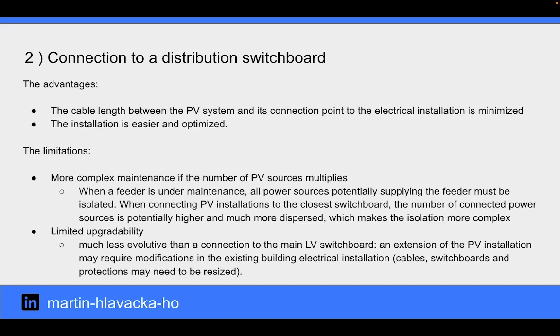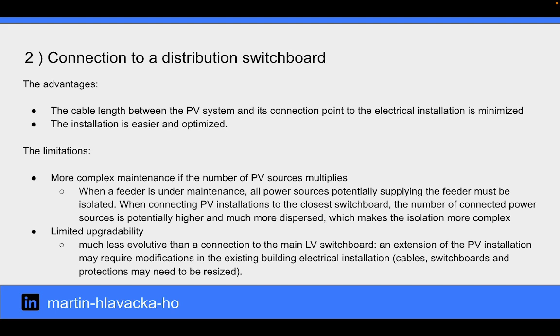The connection to a secondary LV switchboard presents the following advantages, like the cable length between the PV system and its connection point to the electrical installation is minimized, and the installation is easier and optimized.